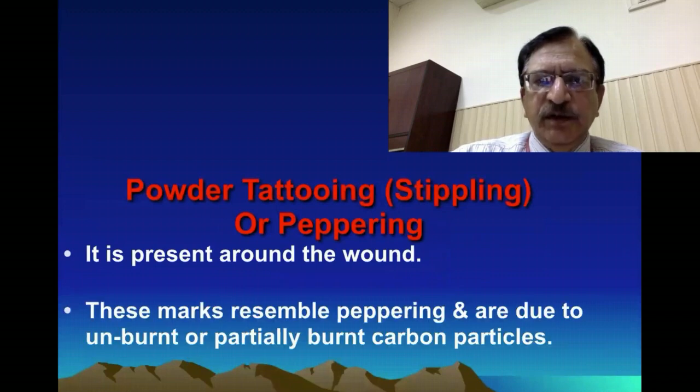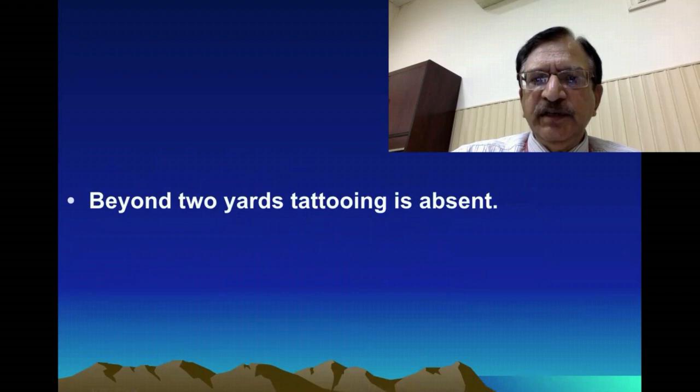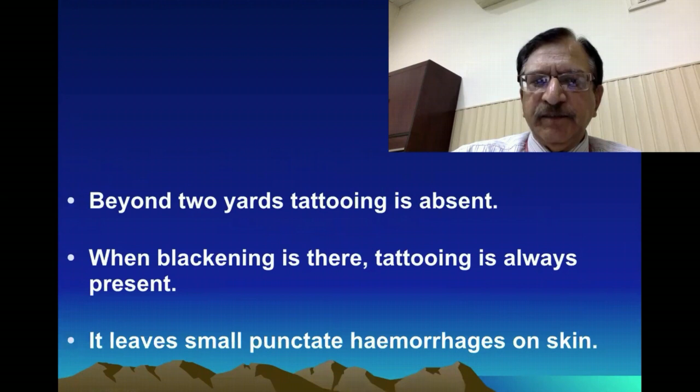It is present around the entry wound, and these marks resemble peppering and are due to the unburnt or partially burnt gunpowder particles. They are more common with black gunpowder, because smokeless gunpowder does not have the heavy particles to travel, so they are usually made by the black gunpowder. Beyond 2 yards, the tattooing will be absent. When blackening is there, tattooing is always there. It leaves small punctate hemorrhages on the skin.